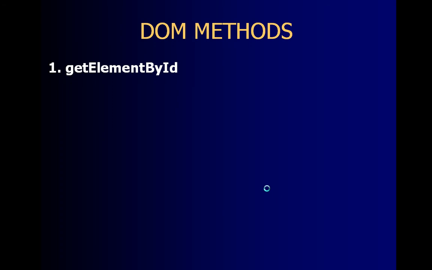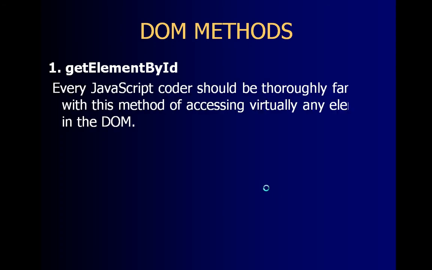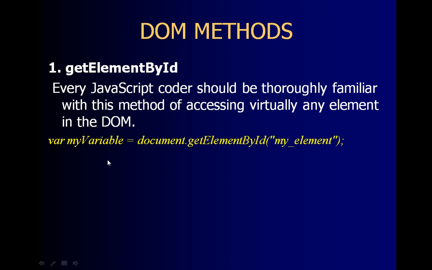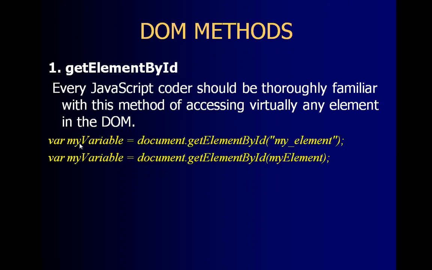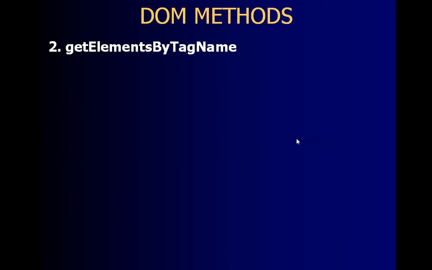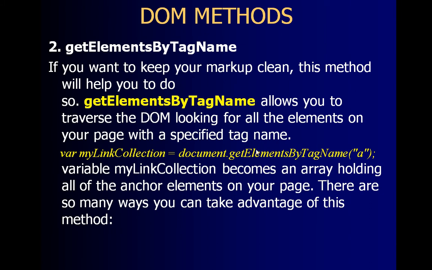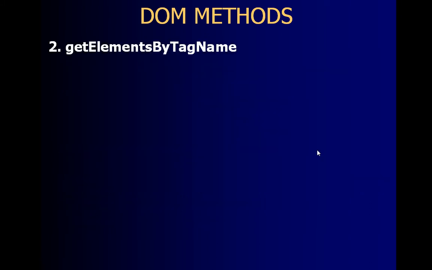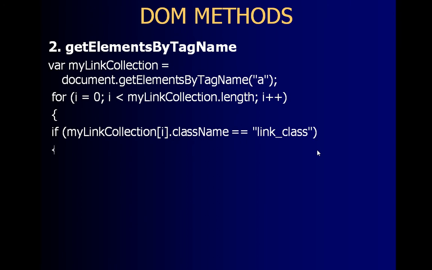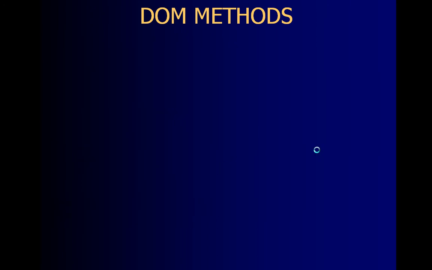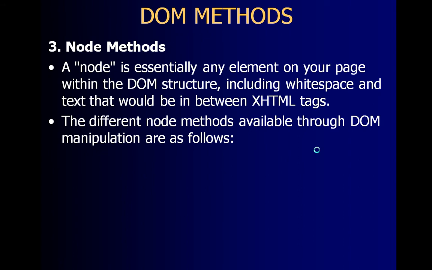Let us see what the DOM methods are. Get element by ID. When we use JavaScript, we can get elements by ID. The syntax is: variable some name, document dot get element by ID, my element. Get element by tag name. Then get element by. I will show the program. So now let's go back to our Notepad++.